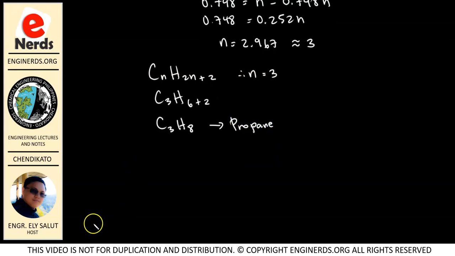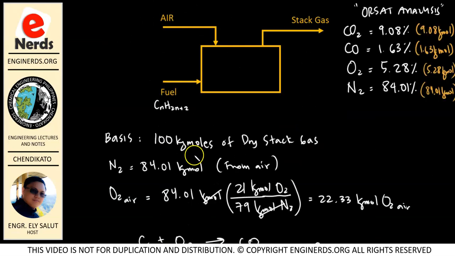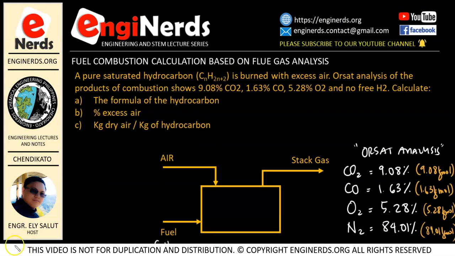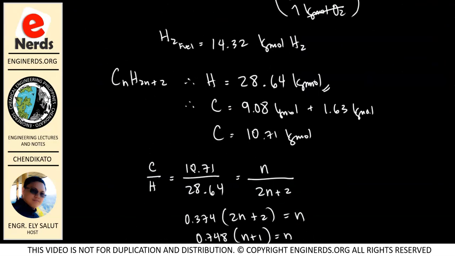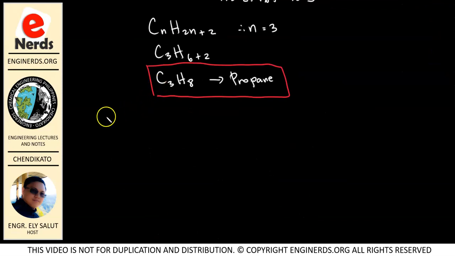Okay, so this is our answer para sa first question natin, which is kung ano ang ating organic material here, the formula of the hydrocarbon. So next is to find what is the excess air. Okay, so how are we going to get kung ano ba yung excess air natin? So ang next task natin is to find the excess air. How are we going to get the excess air?